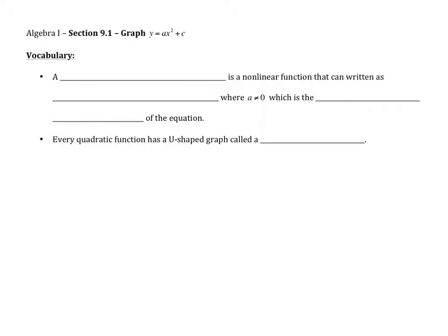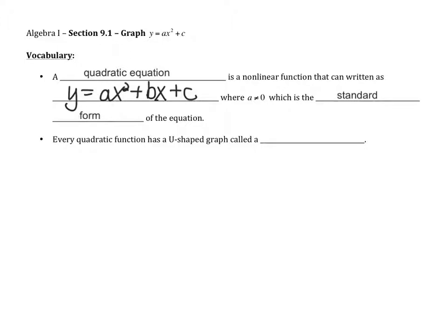Section 9.1 is about graphing equations in the form of y equals ax squared plus c. So to start, let's go over some vocabulary. A quadratic equation is a nonlinear, meaning not a line, a nonlinear function that can be written as y equals ax squared plus bx plus c, where a cannot equal 0, which is the standard form of the equation.